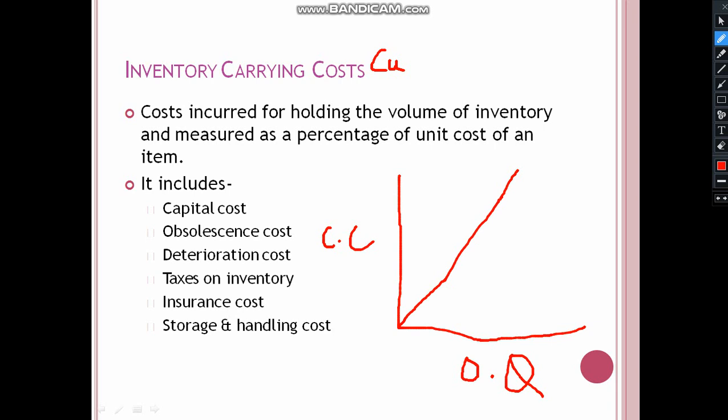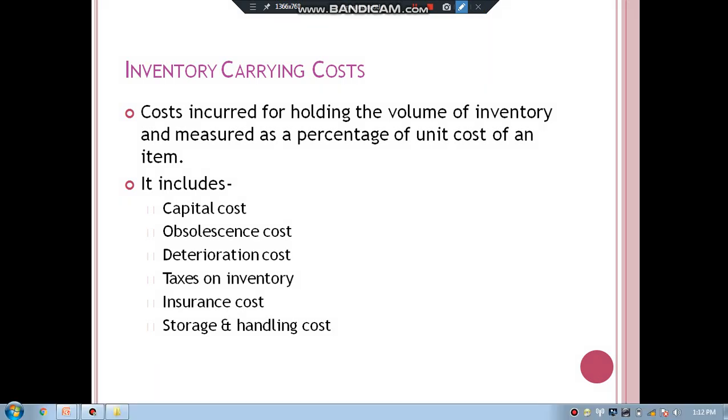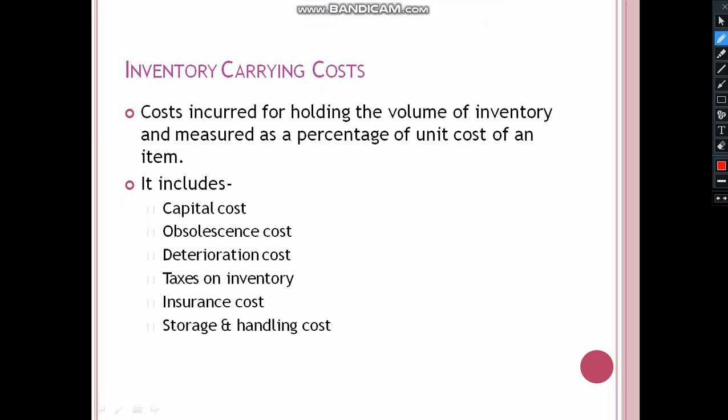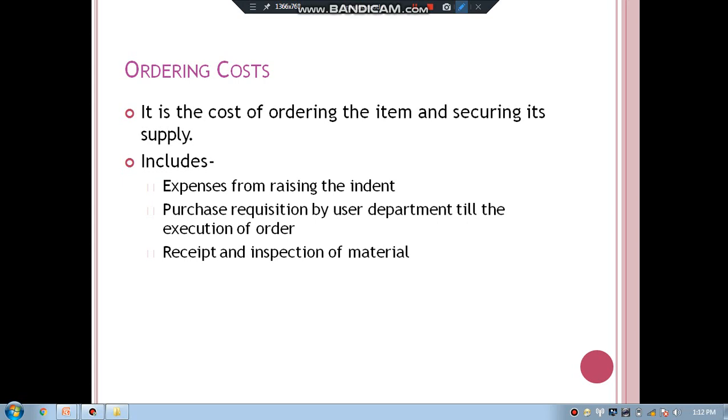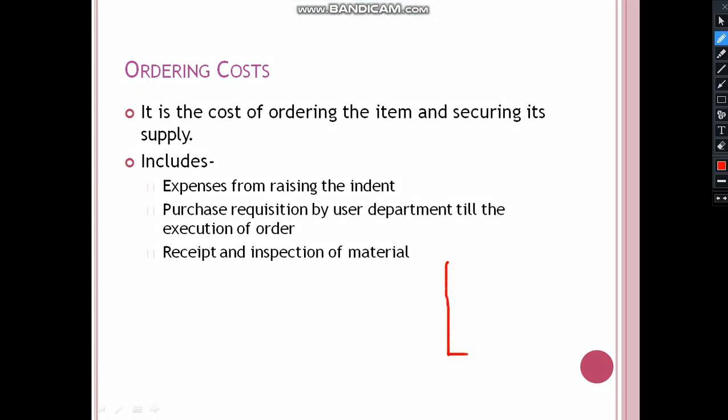And in case of ordering cost, we have seen the graph was somewhat like this. Let me just show you the graph that we get for ordering cost. Okay, so in ordering cost, the graph that we were getting was like this. It was like this.